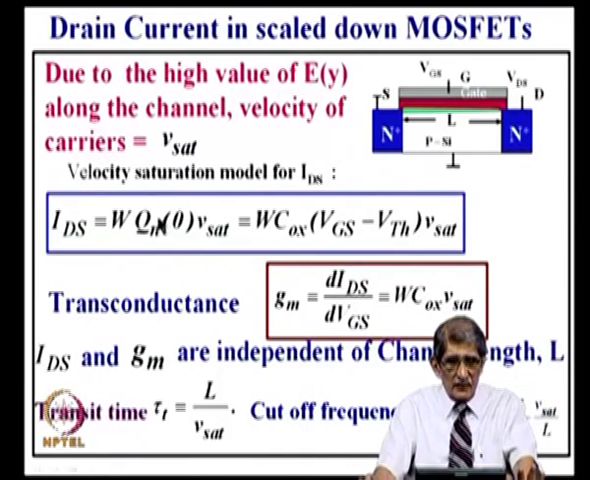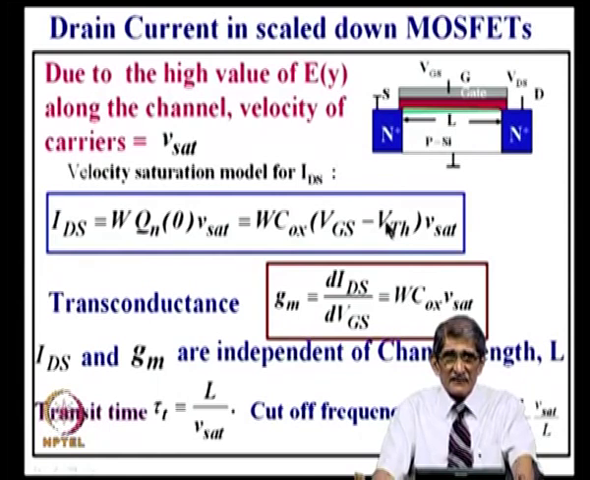Now, if you substitute for the inversion charge, inversion charge is C oxide into Vg minus V threshold, that we have put here. So, the drain current now becomes W C oxide into Vgs minus V threshold into Vsat. Notice at this point the drain current does not depend upon the channel length.